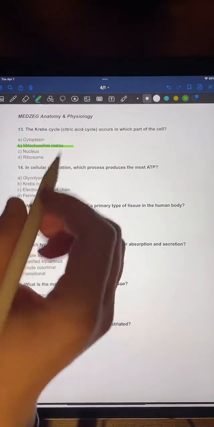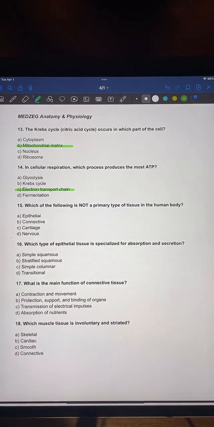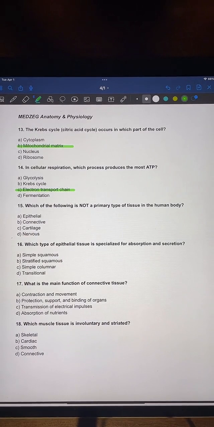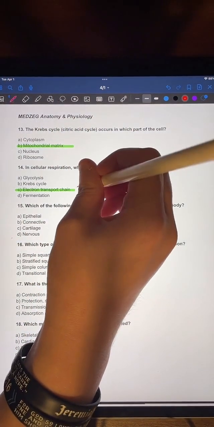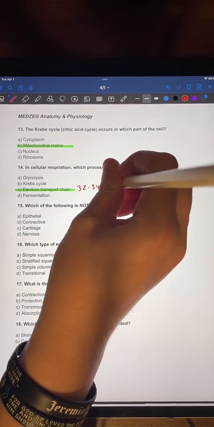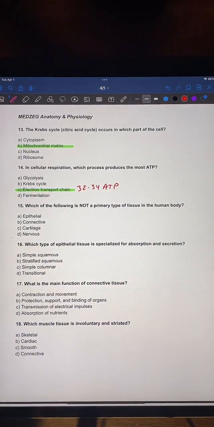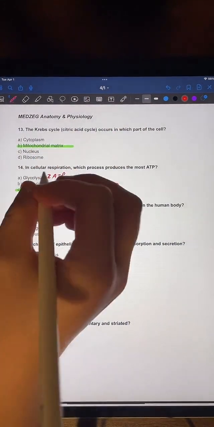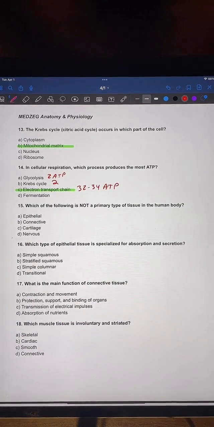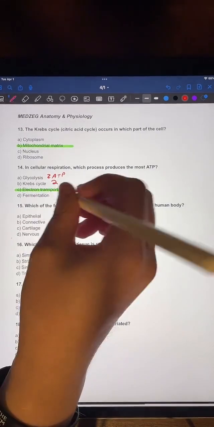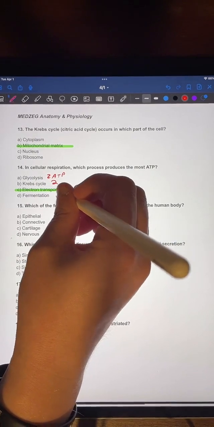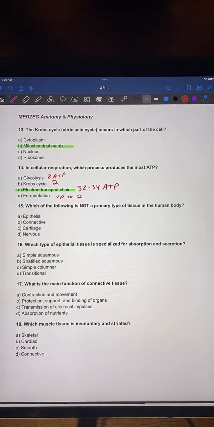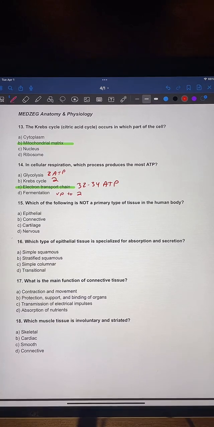The answer choice is C. It is the electron transport chain. The electron transport chain is about 32 to 34 ATP. Glycolysis is 2 ATP. The Krebs cycle is 2, and fermentation is very little, up to 2. Sometimes not at all. Number 15. Which of the following is not a primary type of tissue in the human body?